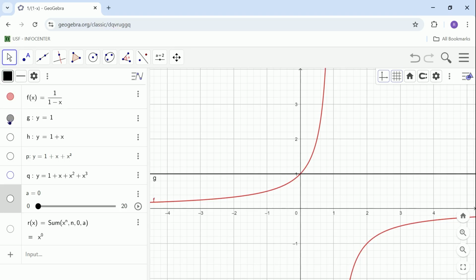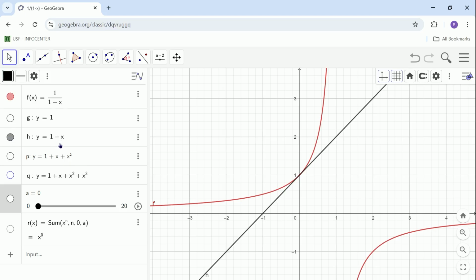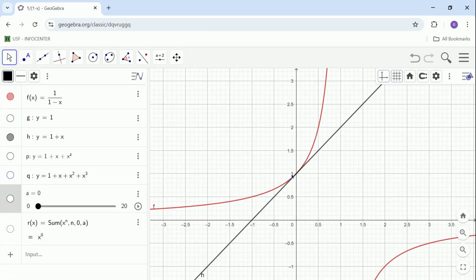So this is that first term, just y equals 1. It's not a very good approximation for the function in red we see, but it does take the exact value at 0 that this function does. All right, now we use the first two terms, 1 plus x, and notice this is actually the tangent line at this point at 0. So this gives us a tangent line approximation for the function.